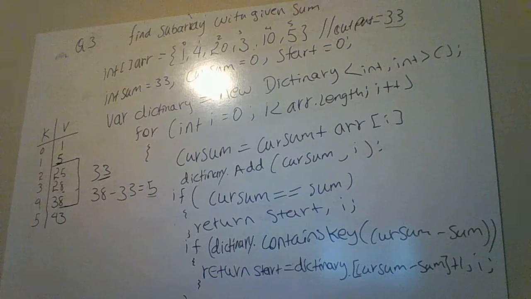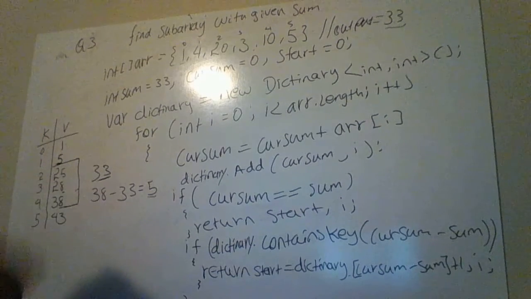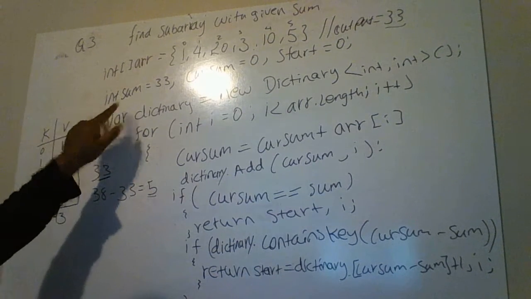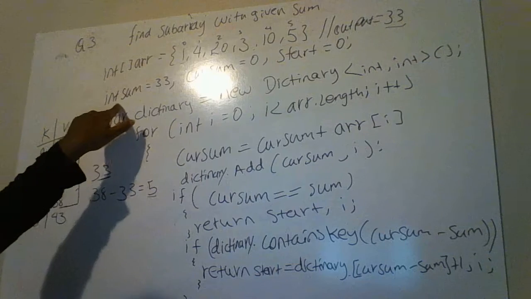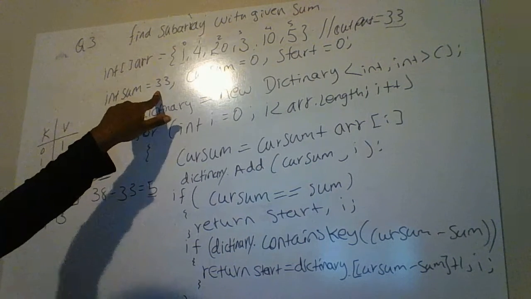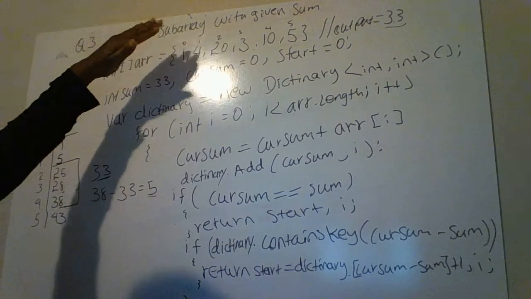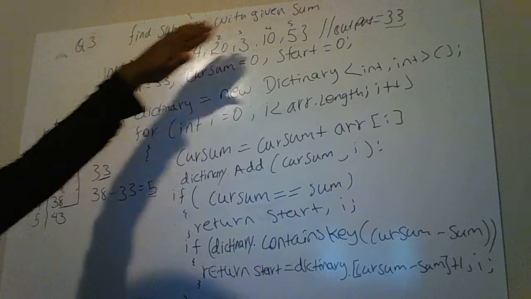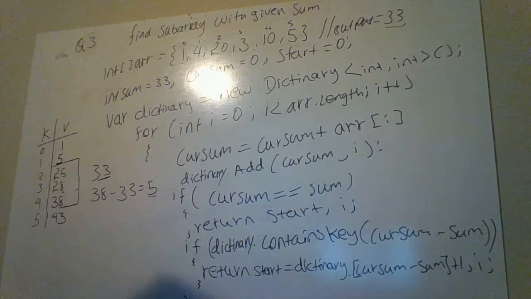So let's walk through the code and see if this makes more sense. First I have a variable sum, what we were given, which was 33. Sorry about this lighting. I couldn't get a better place to put this thing.